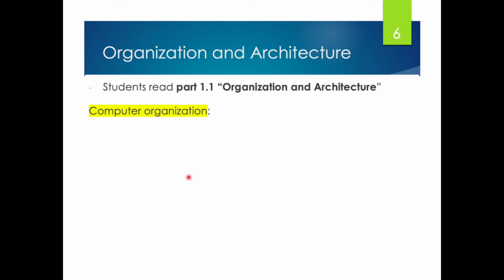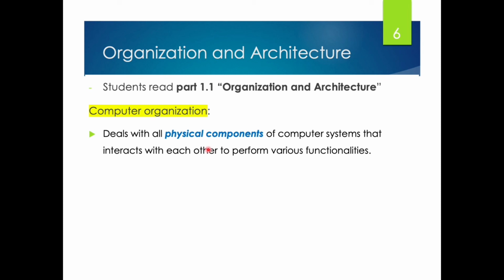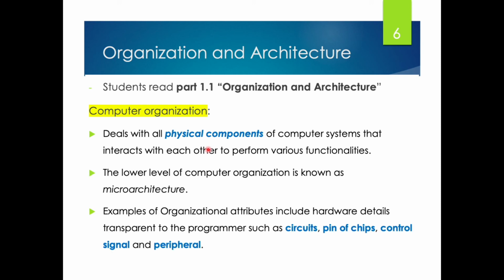Computer organization deals with all physical components of computer systems that interact with each other to perform various functionalities. In simplifying statements, we can say that computer organization is the hardware aspect of a computer, and the lowest level of computer organization is the microarchitecture. An example of the organization's attributes: the electronic circuits inside the computers, the pins of the chips that connect together, right? The control signals and other peripheral signals, all the hardware aspects of the computers.